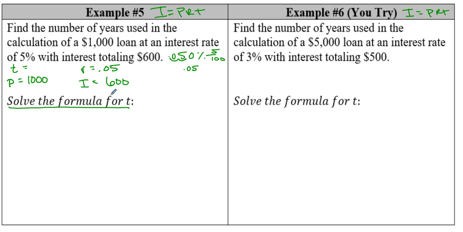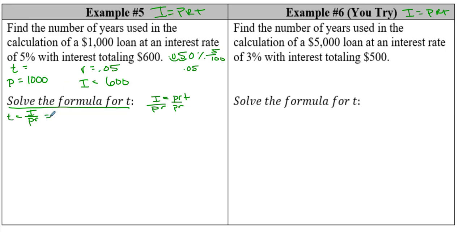So the first way that I'm going to show you is by rearranging the formula for t. We got I equals PRT. We want to solve for t, so we're going to divide both sides by PR, correct? So we got t is equal to I over PR. Now we have all of those values. We don't have t, but we do have the I, the P, and the R.